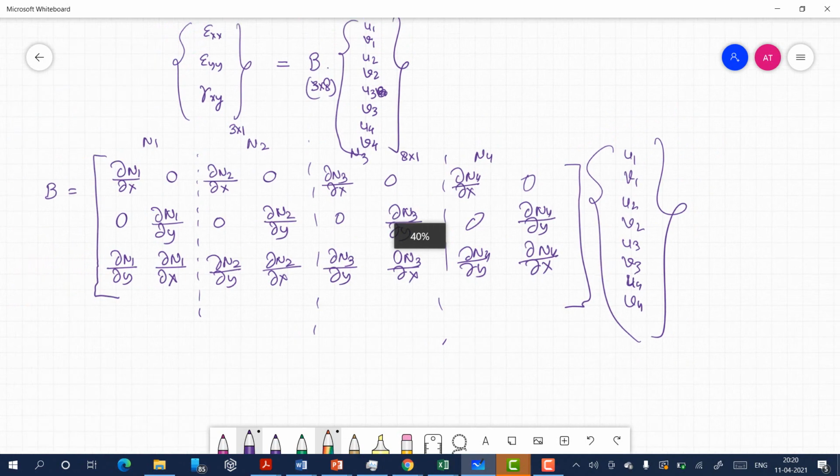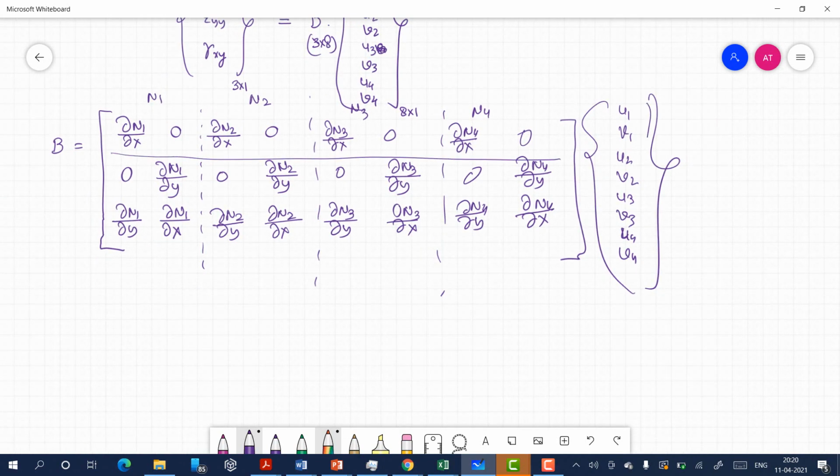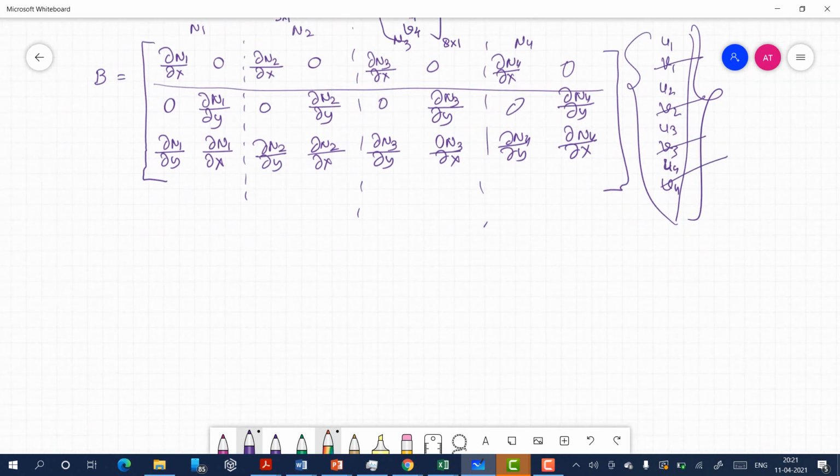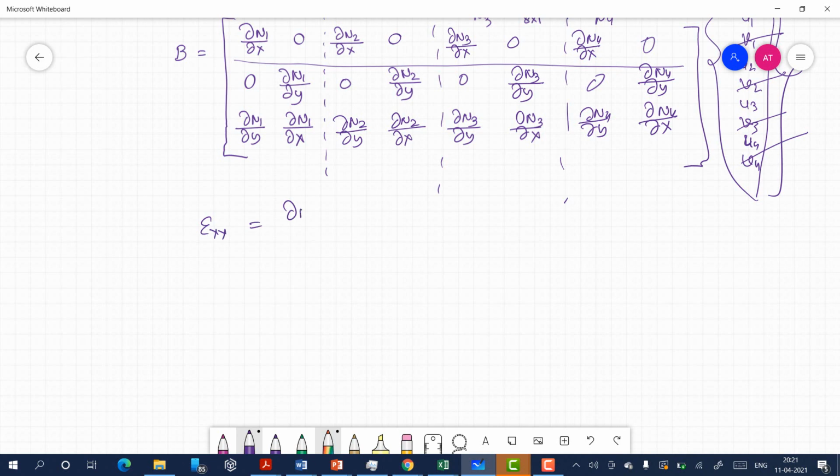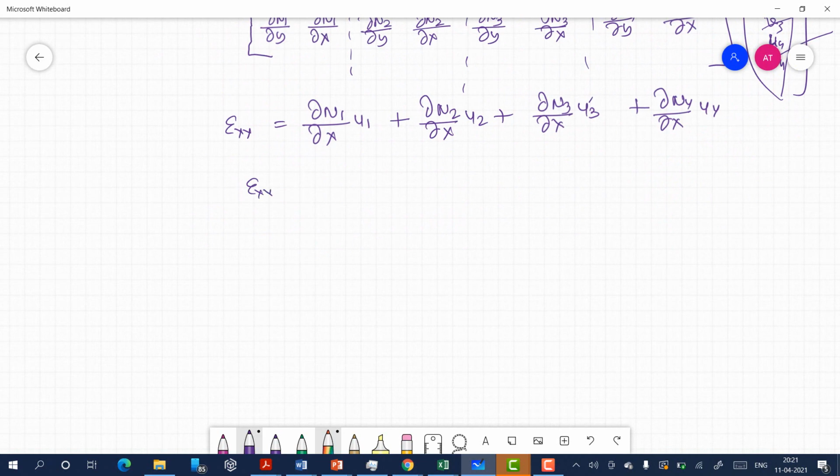How? Let me shorten it. Just multiply this with this. Every second term will be 0, so the v's are out. What is our first term? It is epsilon xx. Epsilon xx is equal to del N1 del x u1 plus del N2 del x u2 plus del N3 del x u3 plus del N4 del x u4. Isn't it very simple? Because epsilon xx is simply del u x, and u x and u are the same thing, because u y is v, so I don't need to write u x.